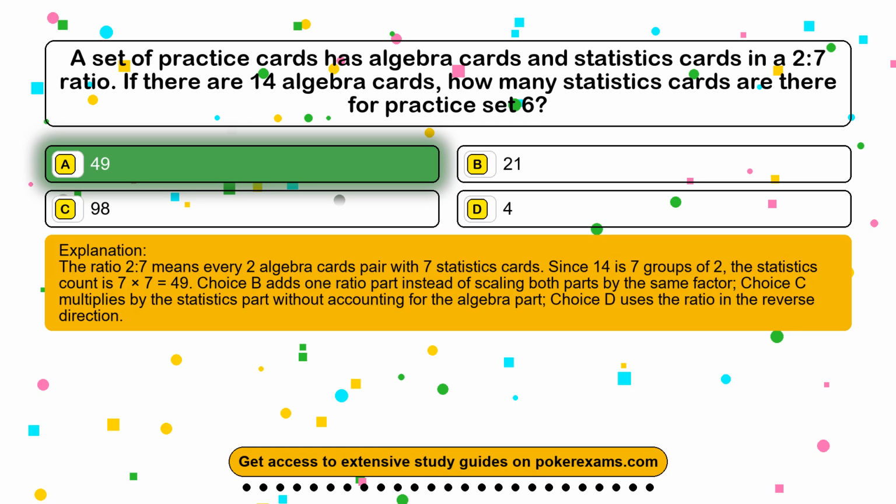The ratio 2:7 means every 2 algebra cards pair with 7 statistics cards. Since 14 is 7 groups of 2, the statistics count is 7 times 7 equals 49. Choice B adds one ratio part instead of scaling both parts by the same factor, choice C multiplies by the statistics part without accounting for the algebra part, choice D uses the ratio in the reverse direction.